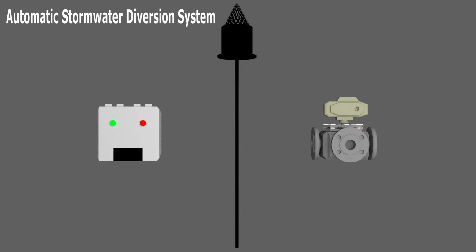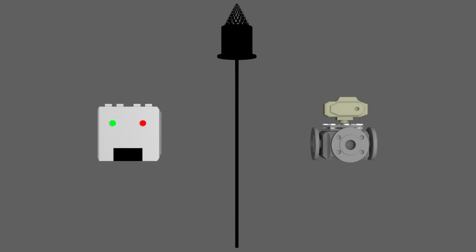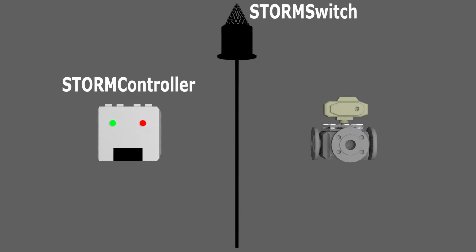Automatic Stormwater Diversion System, or the ASWDS, is an automated system designed to change the path of water, commonly dirty use water to one path and clean stormwater to another. The ASWDS typically consists of three main components: the storm switch, the storm controller, and the storm diverter.